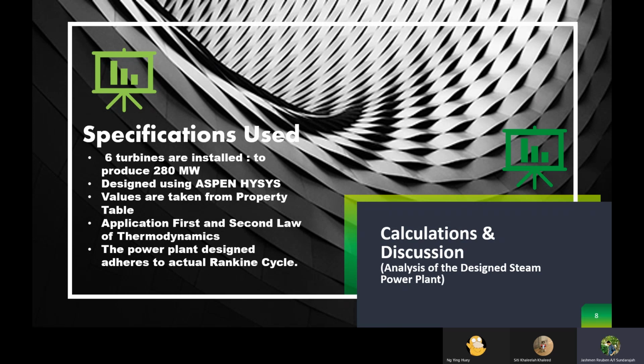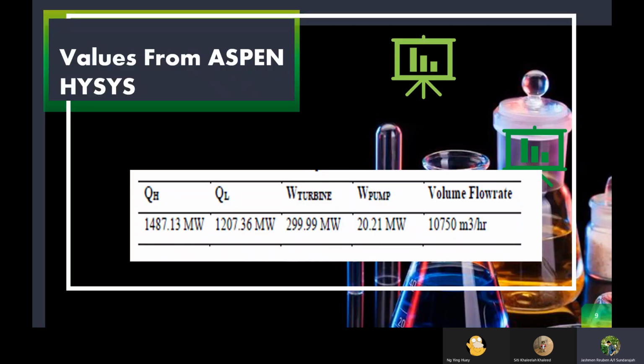So following on, these are the values from the Aspen HYSYS where we got all the values we needed. For example, the QH, QL, work output of turbine and work input of pump, and the total volume flow rate of the system.